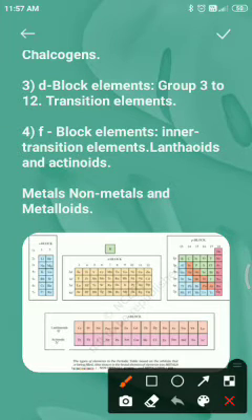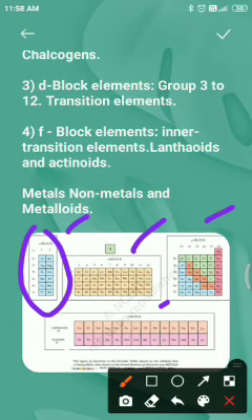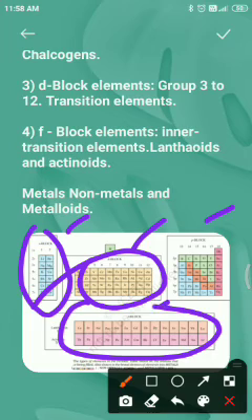Students, here you can see the different blocks we have studied: s block, p block, d block, and f block. Here we can also notice on this periodic table that some regions are separately divided as metals. So these are all metals.